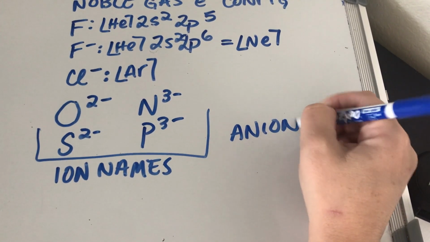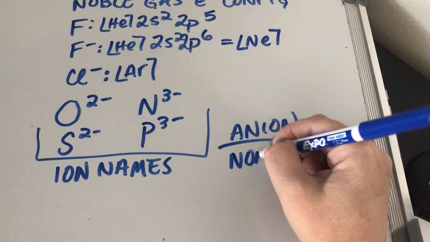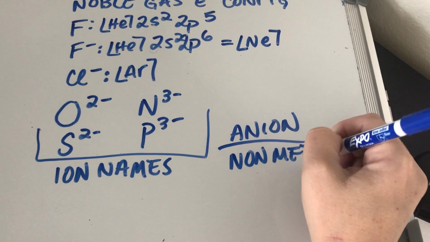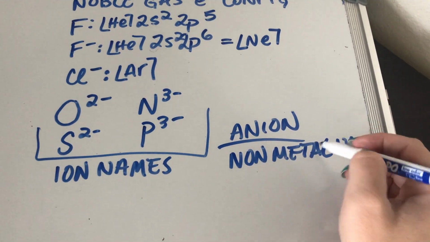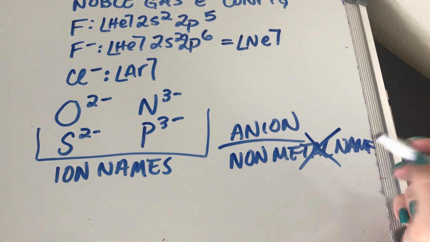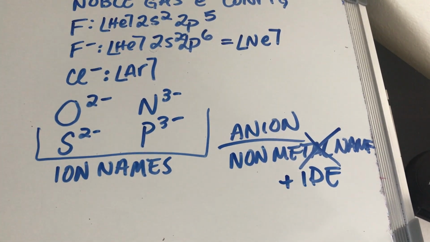So for anions, we have the nonmetal name, but we get rid of the ending and we add an "ide" to the end, okay? Where you get rid of the end, what part you truncate, is kind of weird for these, but because they're so commonly used, most of you probably already know them, right?